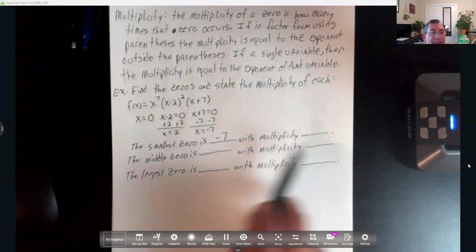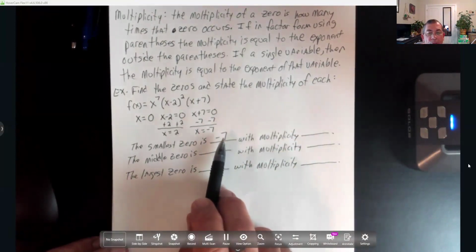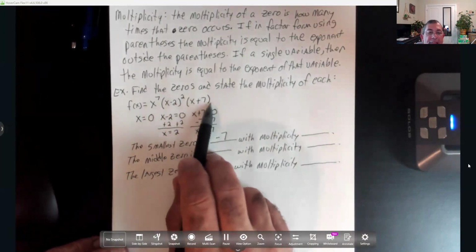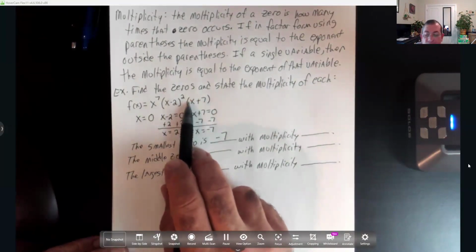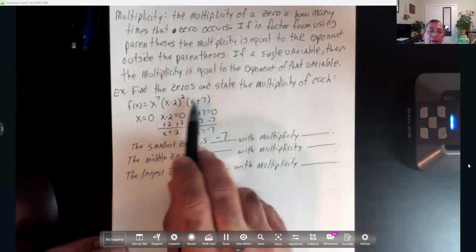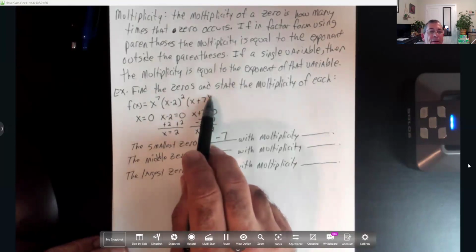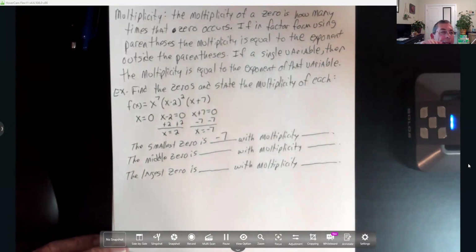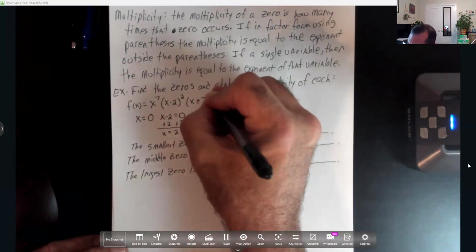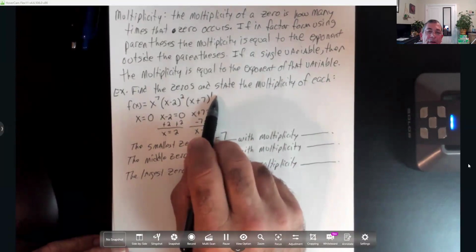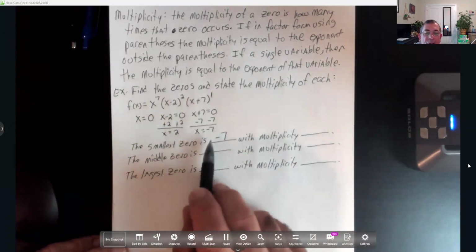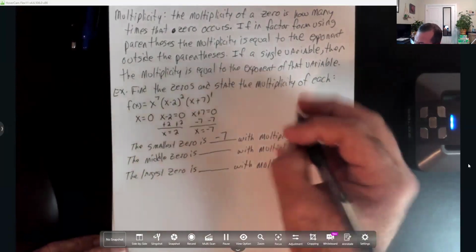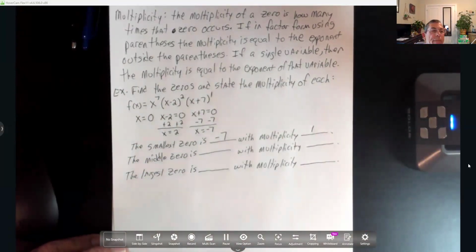Now, we need to know what the multiplicity is of this 0. Well, this 0 came from this last factor, the x plus 7. So here's a question. There's not an exponent out here. So if there's not an exponent outside these parentheses, what do we treat it like? Anytime you don't see an exponent, it is definitely a 1. Good job. So you got to treat that like a 1 because this factor only happened 1 time. So that means the 0 of negative 7 has a multiplicity of 1.